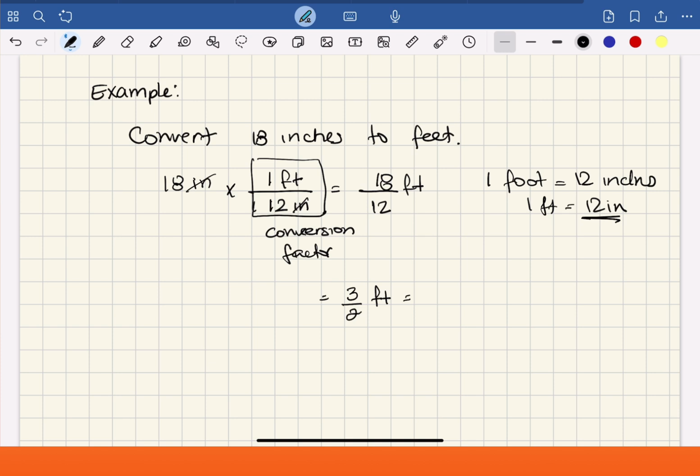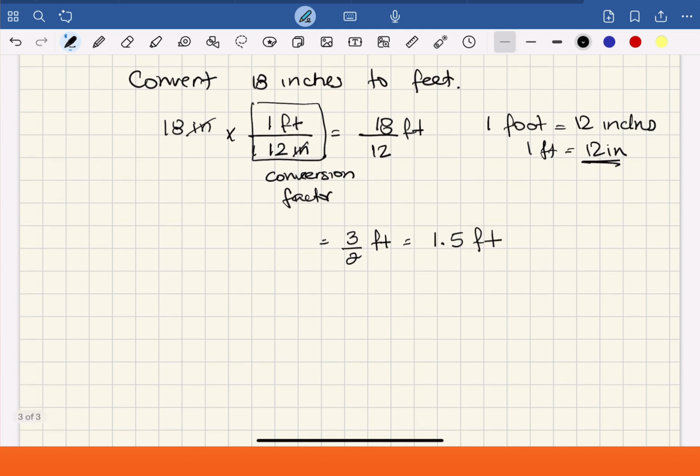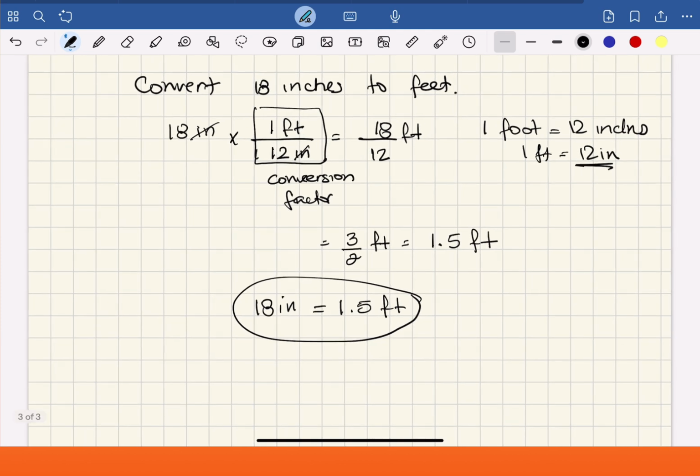But 3 halves is equivalent to what? We may be able to write this as a number that's a little easier to conceptualize. So 3 halves is equal to 1.5 feet. What we're saying is that 18 inches is also equal to 1.5 feet. And you will be able to do this with any of the other measurements.